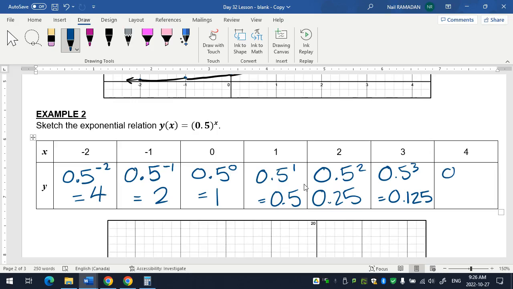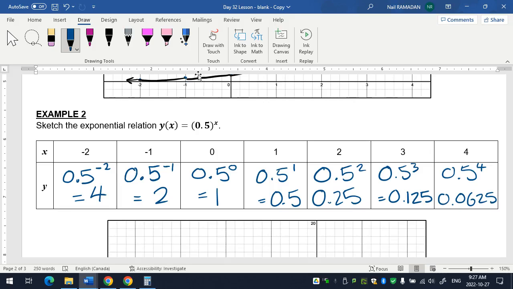What's the last one? Oh, sorry, not 0.4, 0.5. That's going to be even smaller: 0.0625. You're getting very, very small. Okay, well, let's try our best.